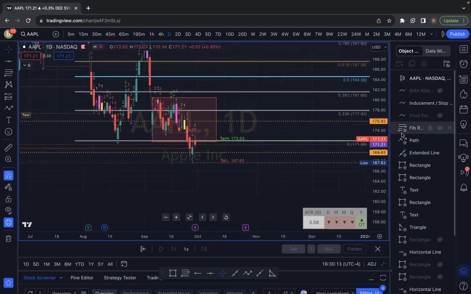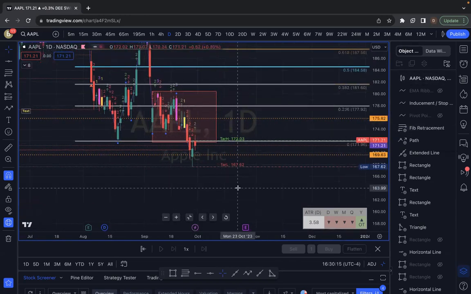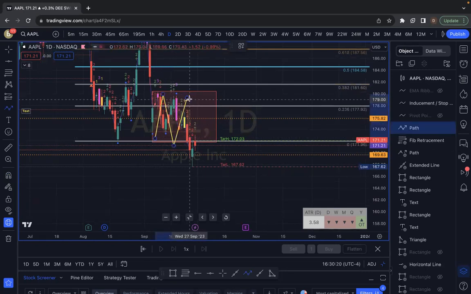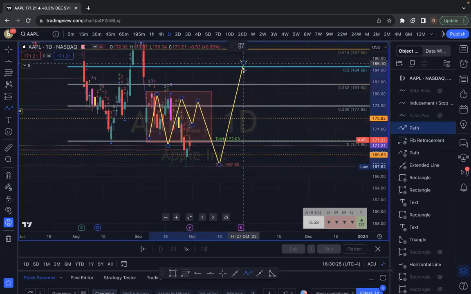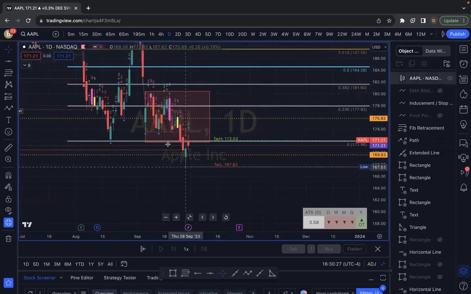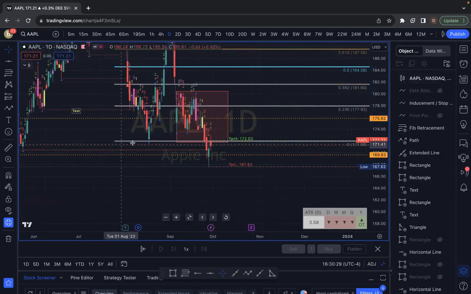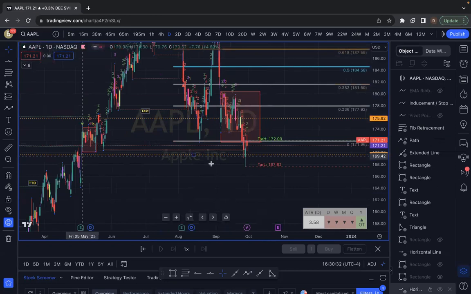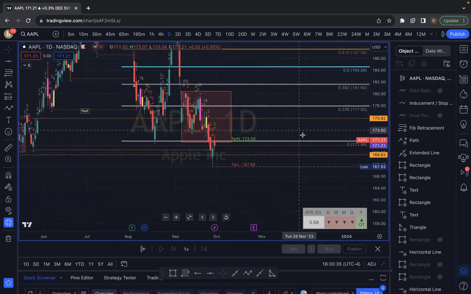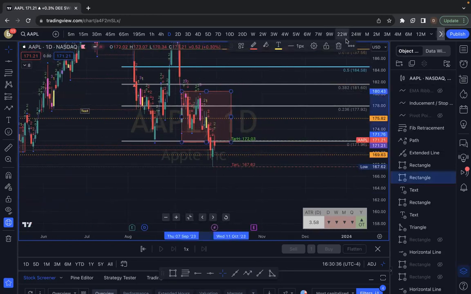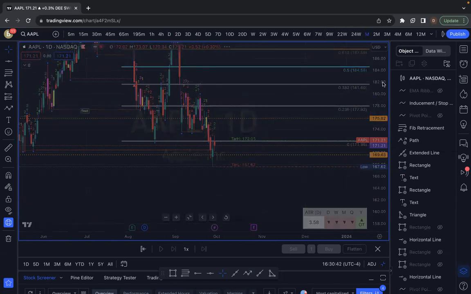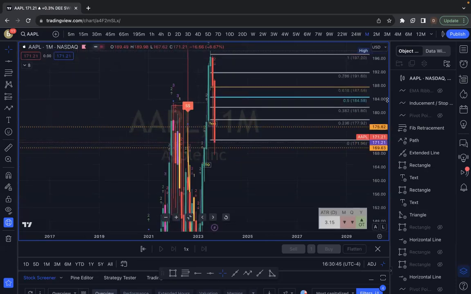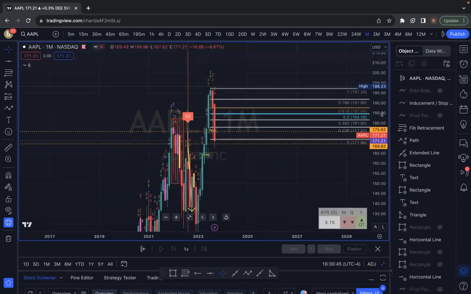I know somebody mentioned ICT. One of my favorite concepts is the power of three. Sometimes they chop you around, they consolidate, they fake you out to make you think go short, and then they take it up. So we have to watch to see. It just broke through that range. It just lost this key level right here. We have to see how Apple does next week. If it's still looking bearish or bullish, we have to keep an eye on it. I was bearish on Apple. I said that a couple weeks ago.